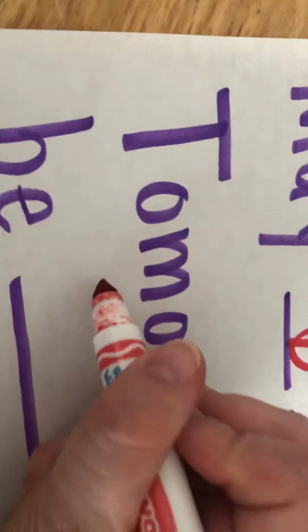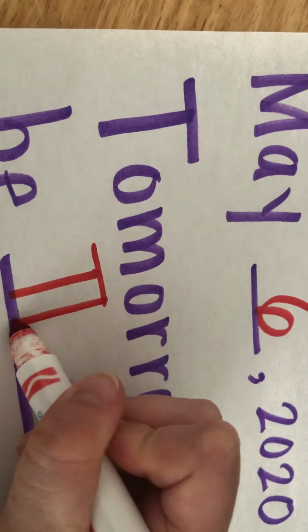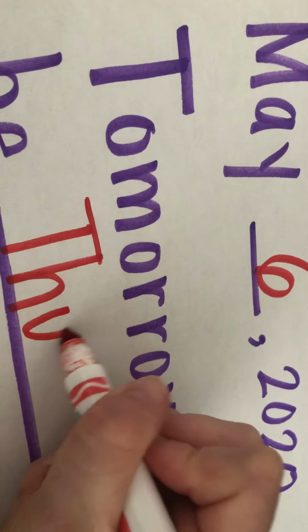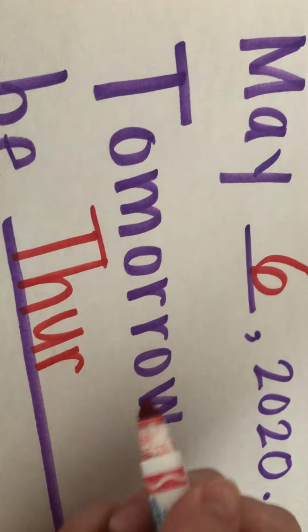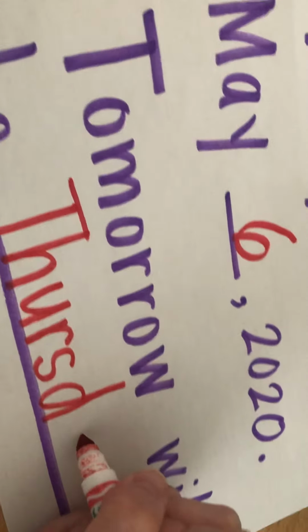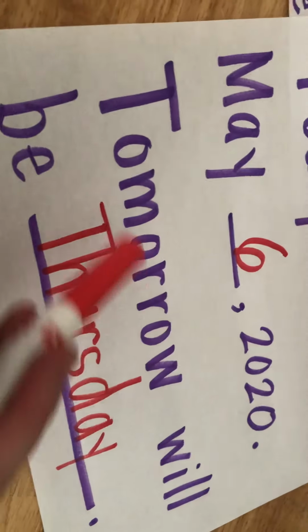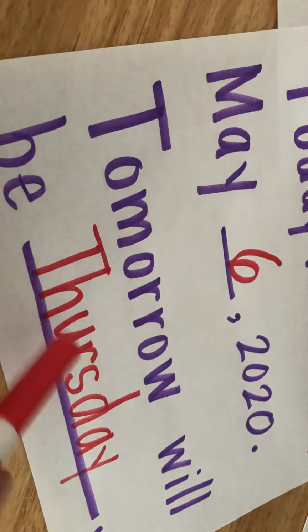So let's go ahead and write Thursday with that capital letter, the T, and the H, like thumb, and then the word day, D-A-Y. There's our period because we're stopping a telling sentence. Let's read it. Tomorrow will be Thursday.